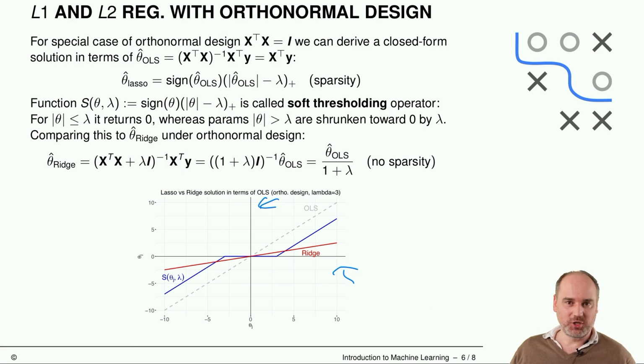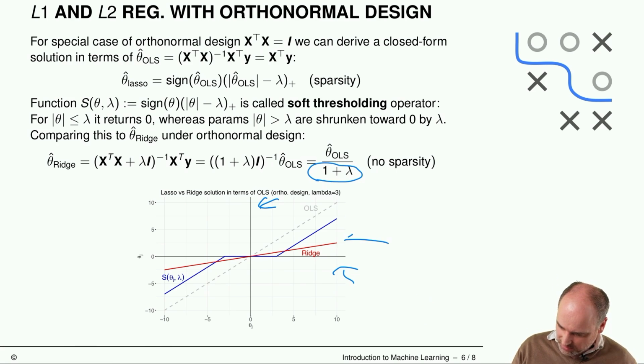Now what happens with Ridge? Something super simple. We divide everything by 1 plus lambda, right? So we end up with a line like that, for a certain lambda value. I guess lambda was 3 here in this example.